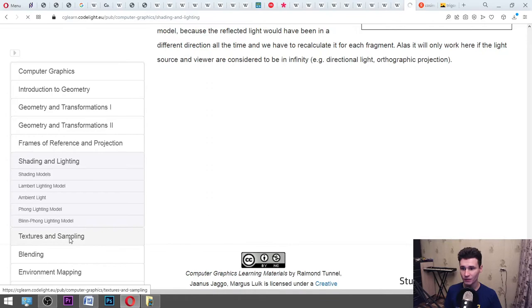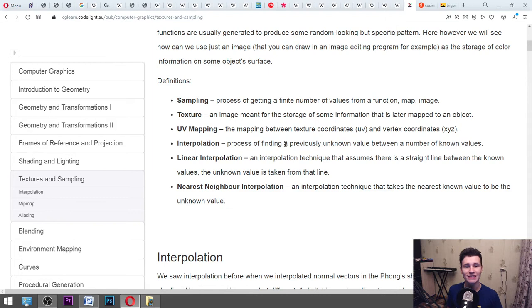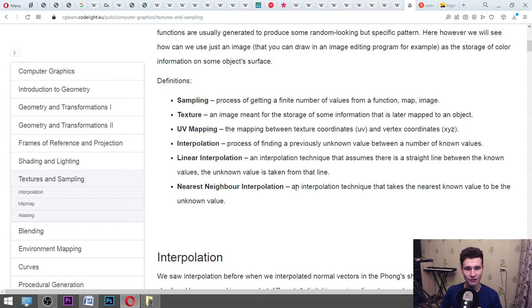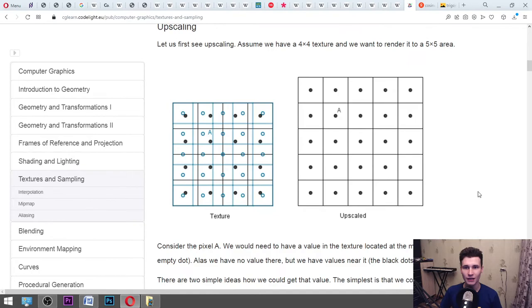Good, textures and sampling. And we have UV mapping, interpolation, process of finding a previously unknown value between a number of known values, linear interpolation, an interpolation technique that assumes there is a straight line between the known values, the unknown value is taken from that line. And as I was mentioning before in previous videos, interpolation is the process of finding what's between. Nearest neighbor interpolation, an interpolation technique that takes the nearest known value to be the unknown value. And upscaling also we have, and different points.